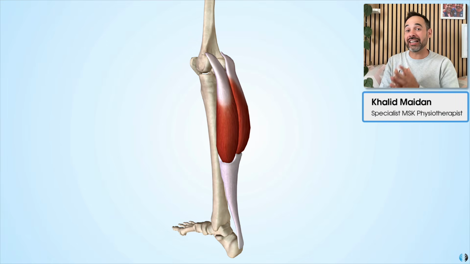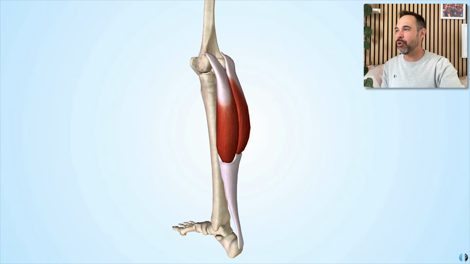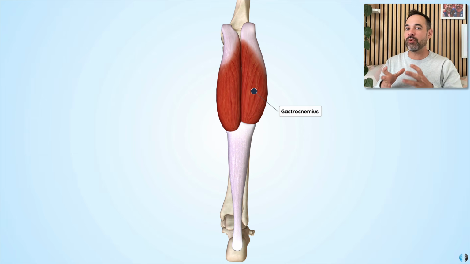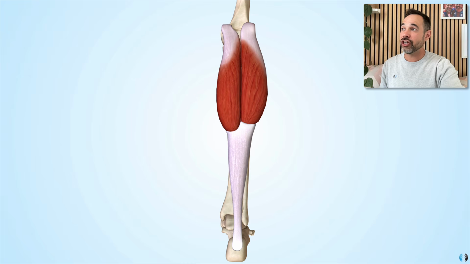Today we're going to go through the clinical anatomy of one of the most important muscles in the calf, which is the gastrocnemius muscle. So let's dive into the anatomy as well as how we find clinical conditions are relevant to this particular muscle. So first of all, when we look at the gastrocnemius, the first really obvious thing to say is that it has two heads.